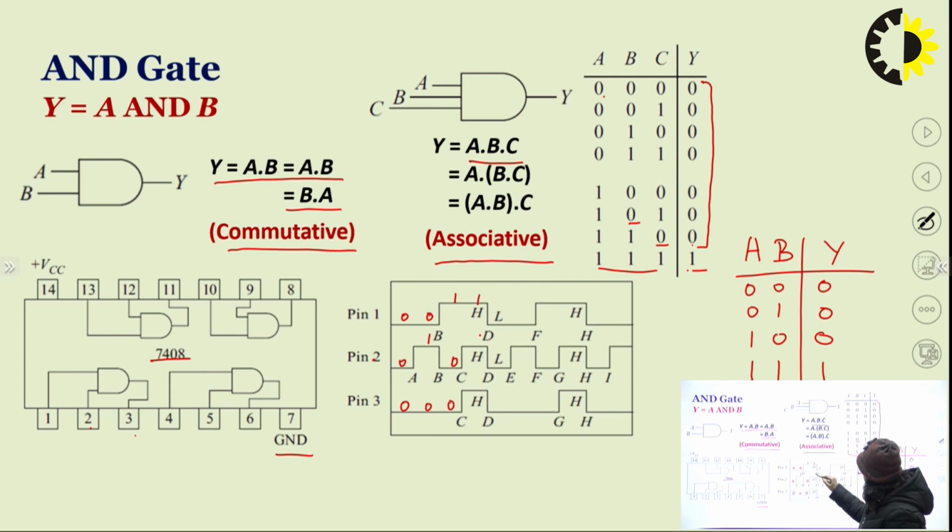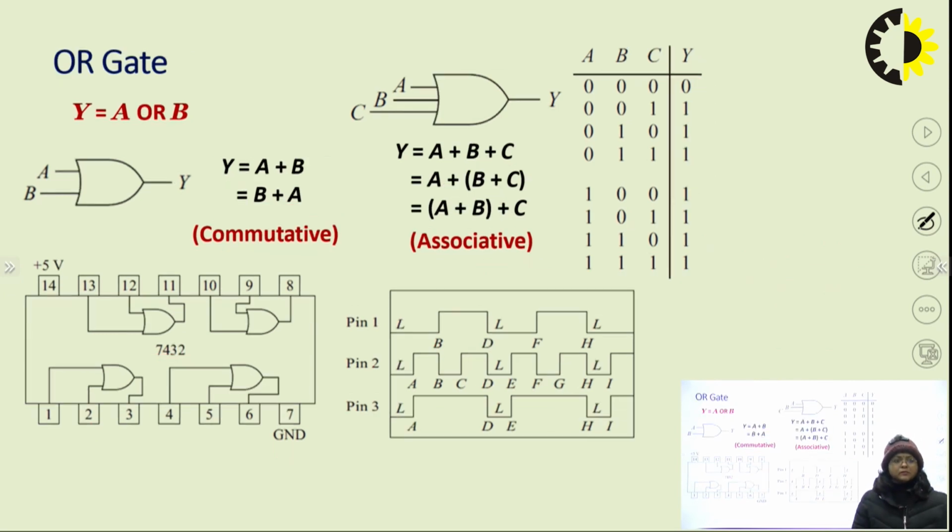And if both the inputs are 1, then only output is 1. So we can realize the timing diagram by connecting CRO or DSO on the output pin. Moving towards our next gate, that is OR gate.